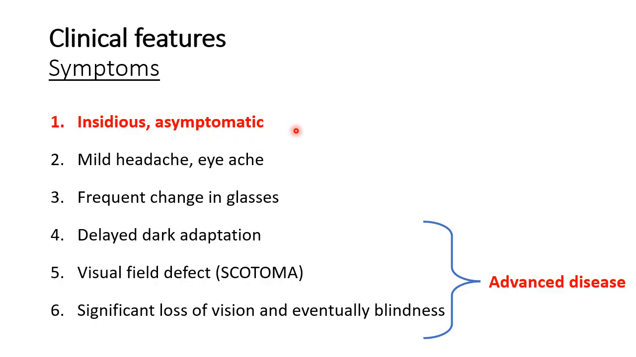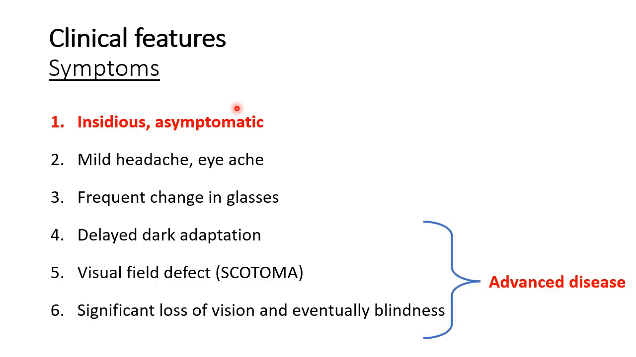People present to us at a very advanced stage, at a very advanced disease of glaucoma, when they have either developed a partial loss of the visual field, or have become completely blind altogether. This would not have happened if the symptoms were very much prominent or problematic. So you must know that primary open angle glaucoma is an insidious and asymptomatic disease. That is the first point.